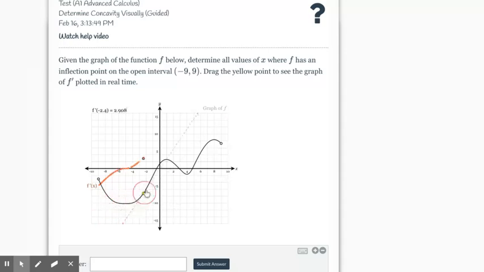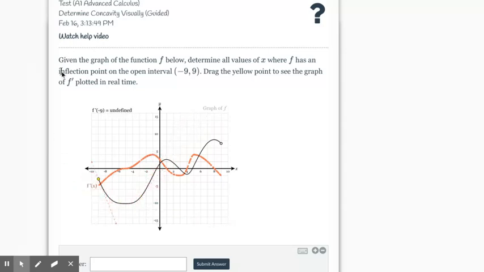So this is going to allow me to look at the original function, trying to get the whole thing plotted, and the derivative at the same time. And that's going to help me to really be sure about where my inflection points are, so I don't have to guess by looking at the graph.